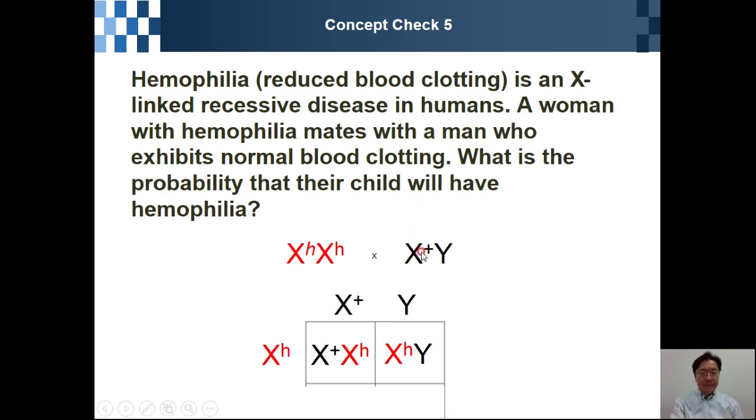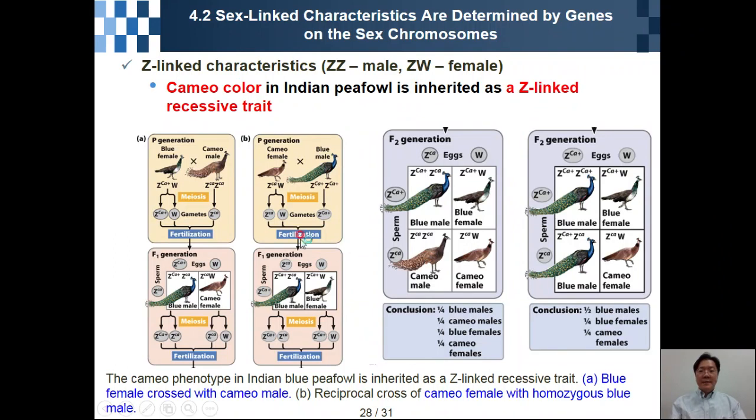Okay. In this slide, we will see Z-linked characteristics. As we mentioned earlier, Z-linked characteristics are shown in reptiles and some birds. In this case, ZZ is male and ZW is female. So, in the camel color, in the Indian peafowl, what is Indian peafowl?